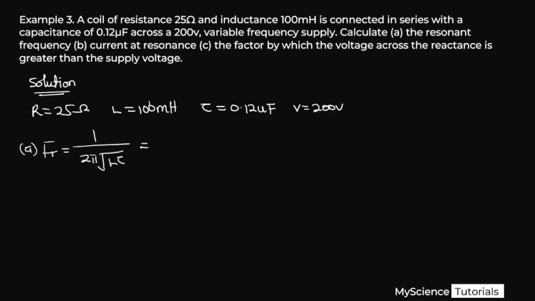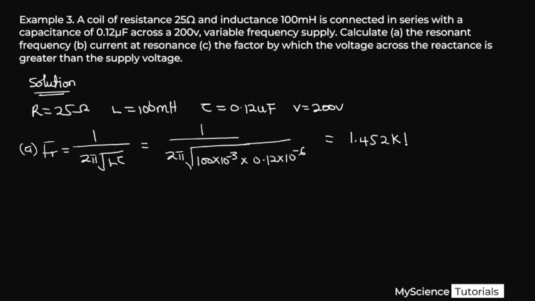So this is getting pretty usual, the same trend. So we have 1 on 2 pi, the root of our L, which is 100 times 10 to the power minus 3, multiplied by our capacitance 0.12 times 10 to the power minus 6. If we compute everything into our calculator, we are going to get 1.452 kilohertz as our frequency over here.